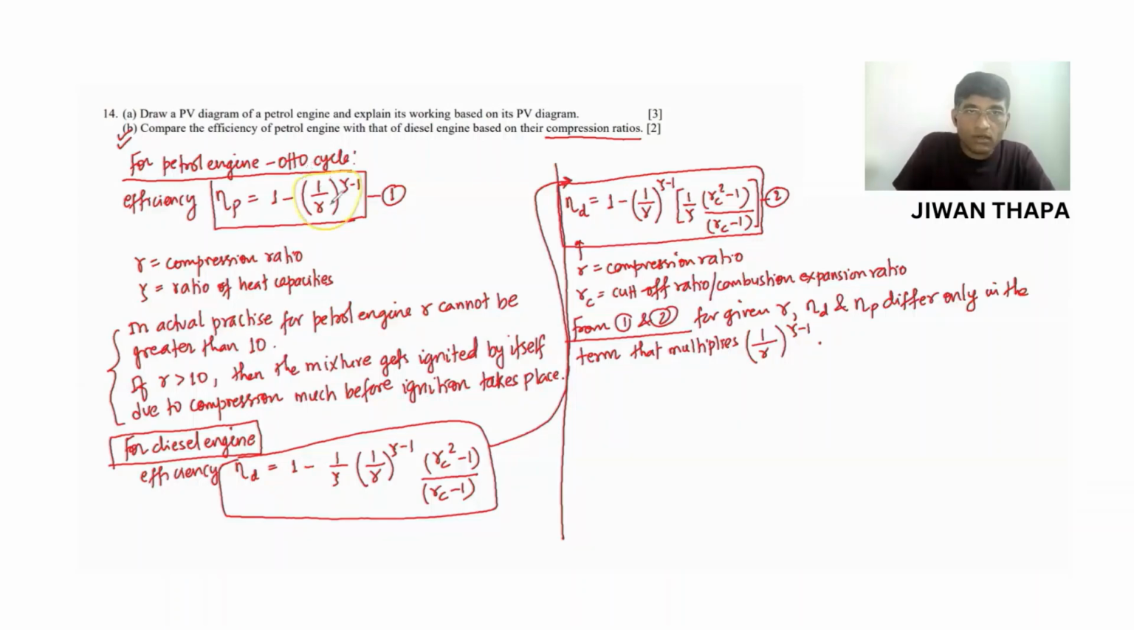We have this, and we have this. So what do you find? In equation 1, the term that multiplies 1 by r whole power gamma minus 1 is 1. And the term that multiplies 1 by r gamma minus 1 in the other equation is this.